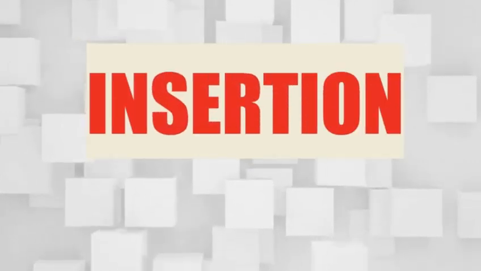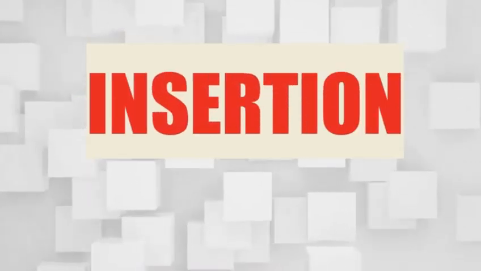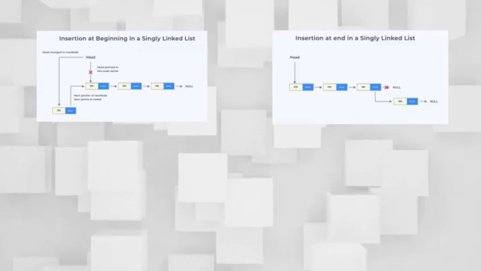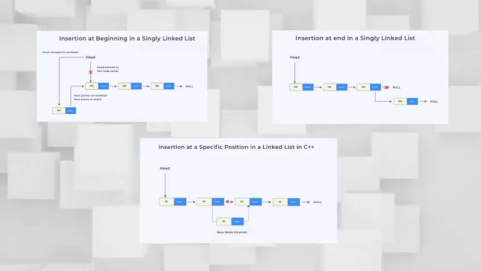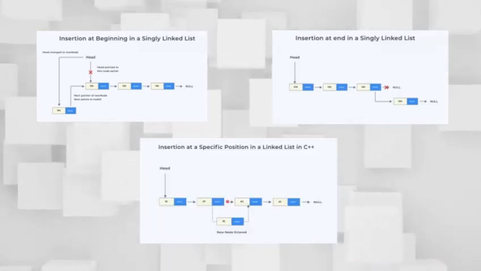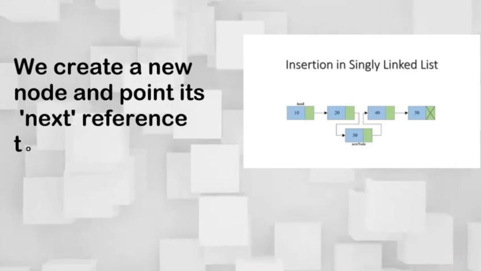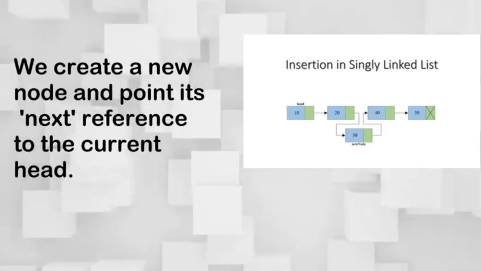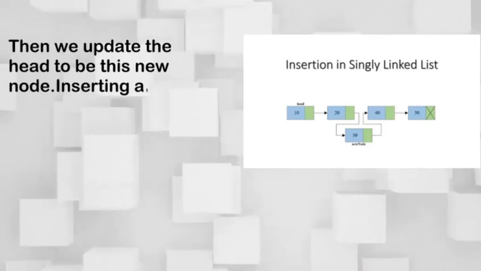Insertion can occur at various positions in the list: at the beginning, at the end, or at a specific position. Inserting at the beginning is the simplest. We create a new node and point its next reference to the current head. Then we update the head to be this new node.